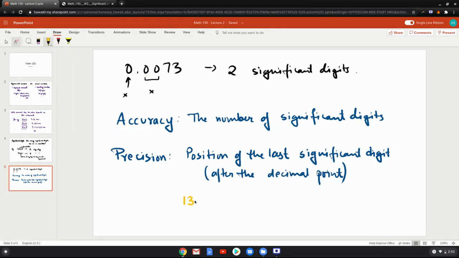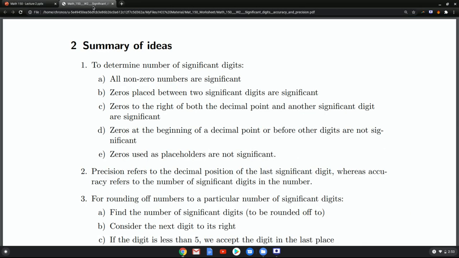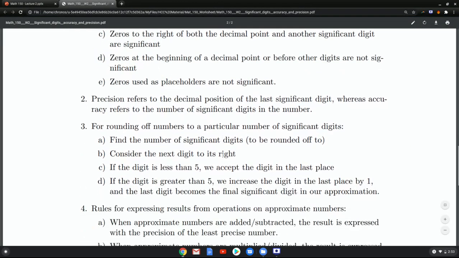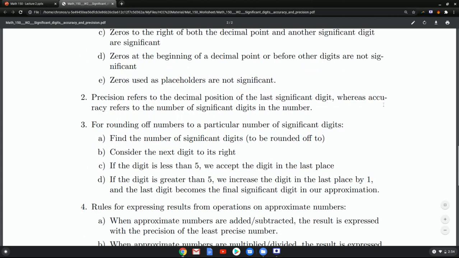Which means that if there is no decimal value, then we don't really talk about precision. For example, let's say I have 131.08. Now, the accuracy here, we say, is 5, because that's how many significant digits there are. Each of these digits are significant, including the 0, because it is between two significant digits. This is the last significant digit after the decimal, which implies that the precision we can say is 2, or we can say is hundredths place. Both of these languages are okay to be used. Again, you can refer to the sheet here, which says precision is the decimal position of the last significant digit, whereas accuracy refers to the number of significant digits in the number.